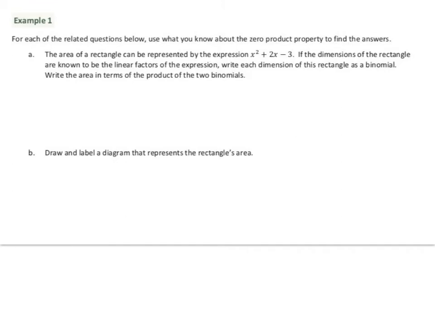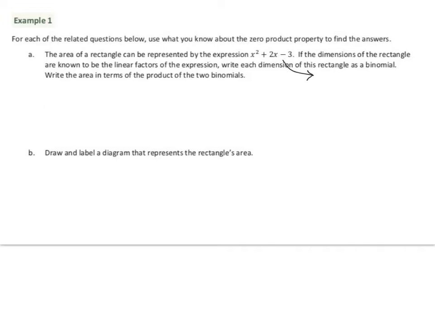Right, example. So let's read through this. For each of the related questions below, use what you know about the zero product property to find the answers. The area of a rectangle can be represented by the expression x squared plus 2x minus 3. If the dimensions of the rectangle are known to be the linear factors of the expression, write each dimension of this rectangle as a binomial. Write the area in terms of the product of two binomials. So we're factoring this. That's all they're telling us to do.